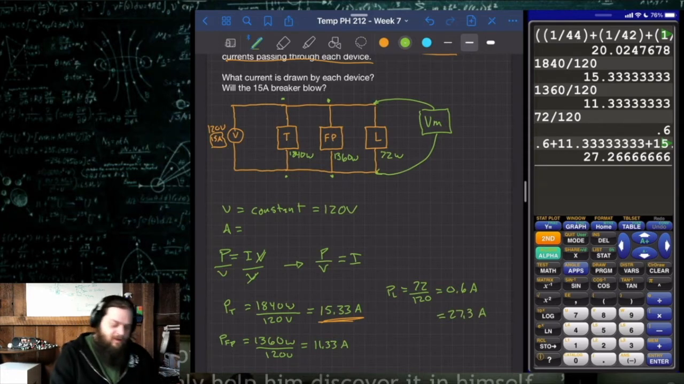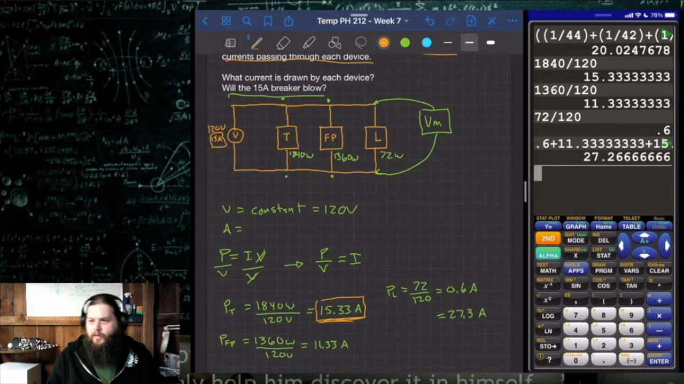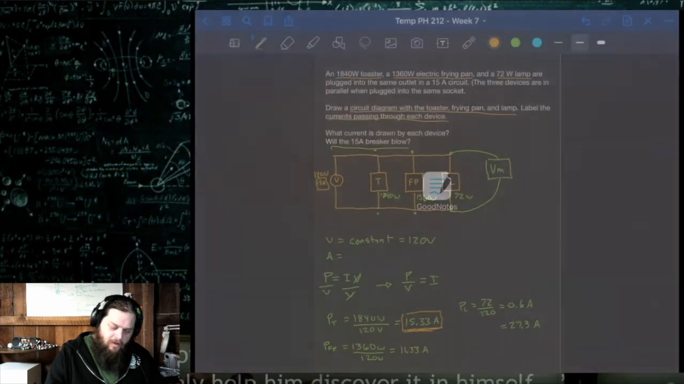So the question is, will the 15 amp breaker blow? The answer is yes, it will. Because this one alone is too powerful for that. That toaster is a pretty powerful toaster. So you definitely can't do that with the frying pan at the same time, because even a 20 amp circuit is going to blow there. So we can move on.